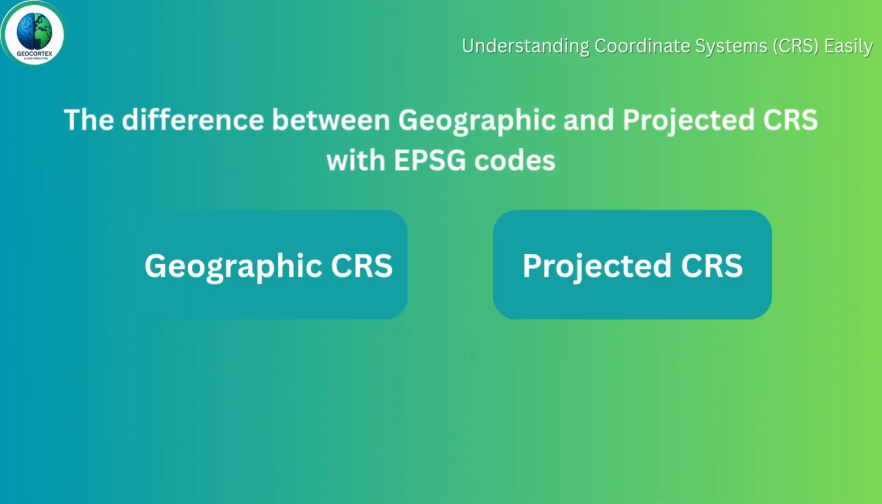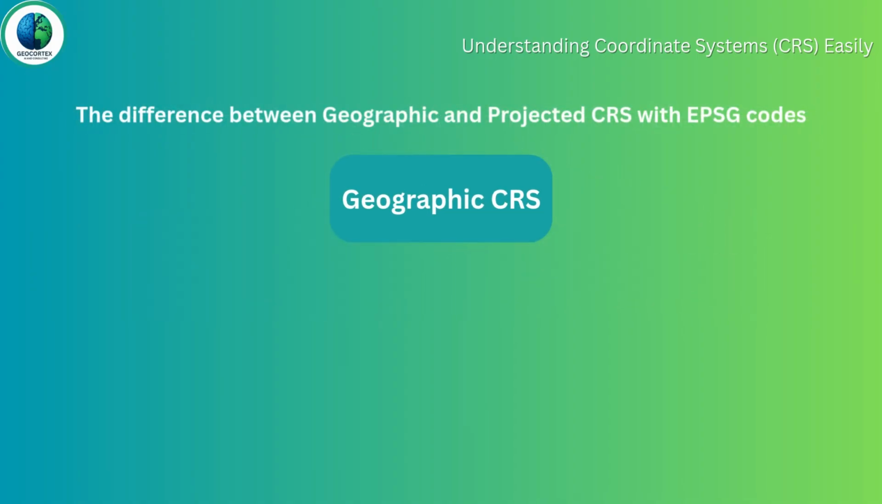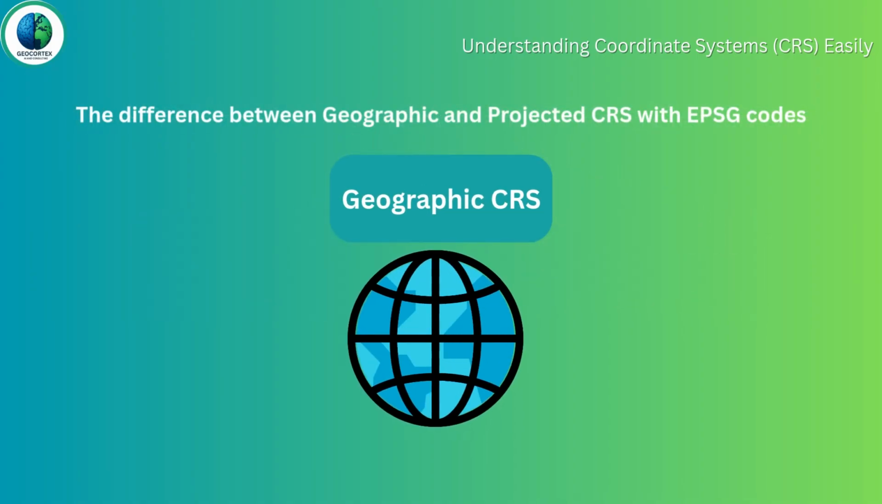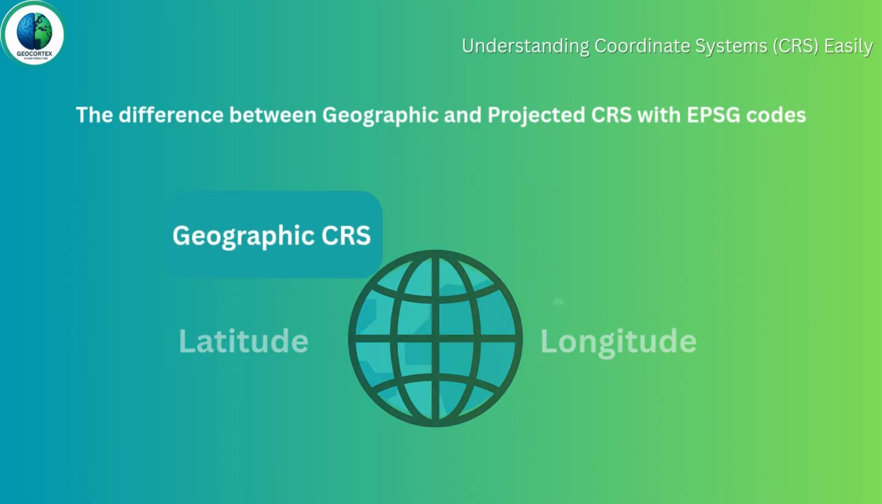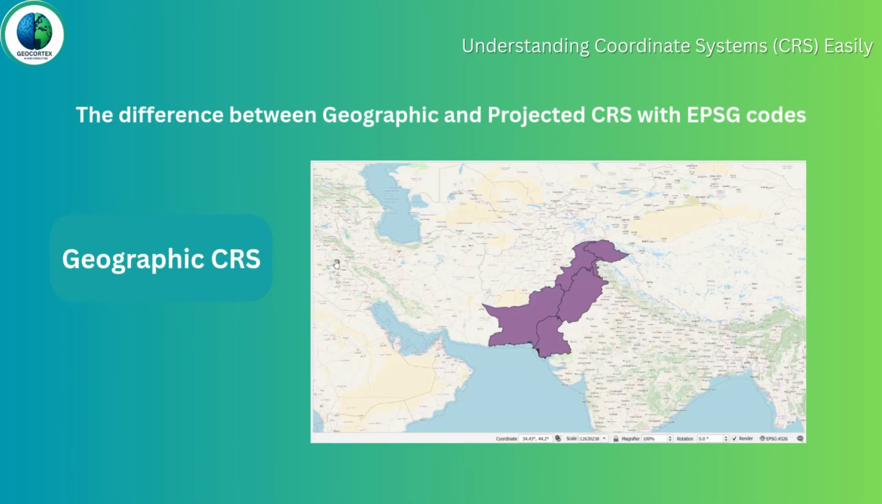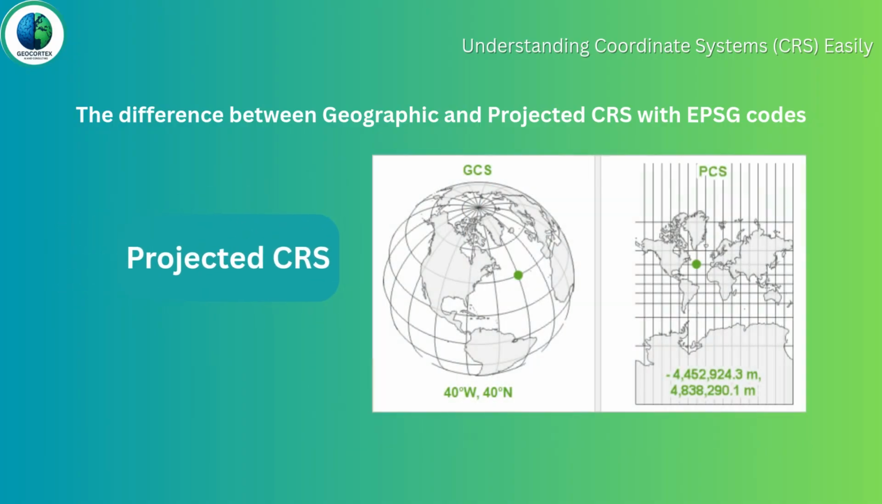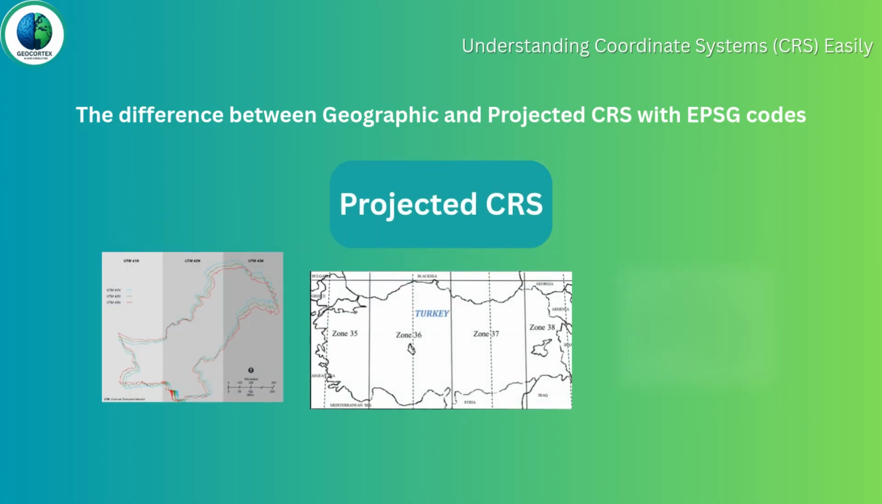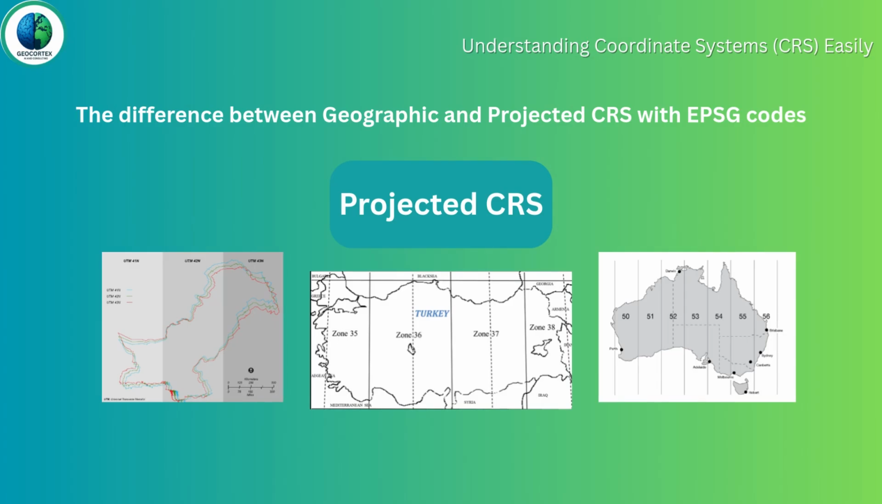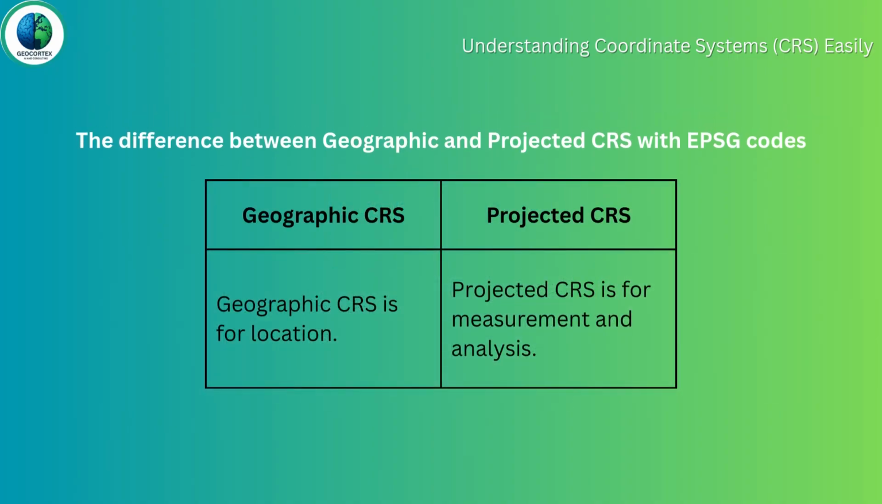There are two main types of CRS. Geographic CRS represents the Earth as a sphere using latitude and longitude in degrees. An example is WGS 84, which we have displayed right here. It's used globally, especially in GPS and web maps. And a projected CRS flattens a curved surface into a plane for measurements in meters. For example, UTM zones or EPSG 3857, Web Mercator. The key difference is that geographic CRS is for location, and projected CRS is for measurements and analysis.